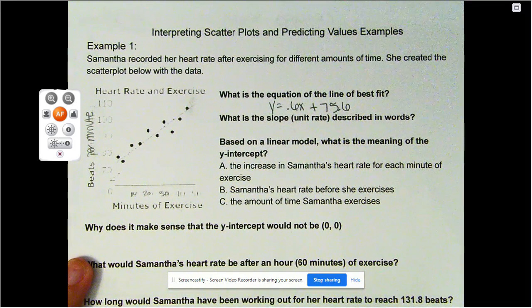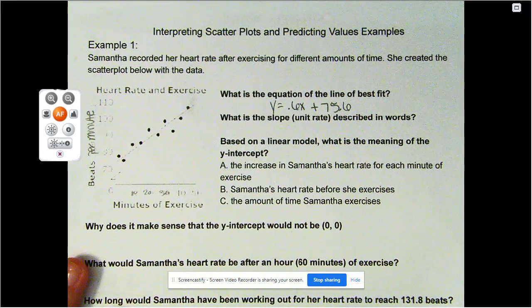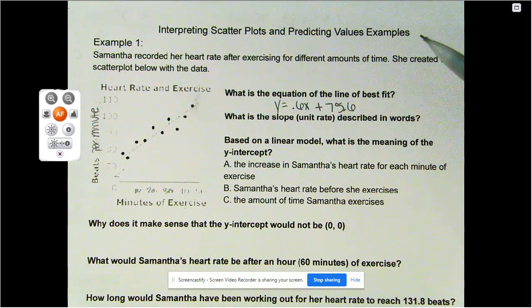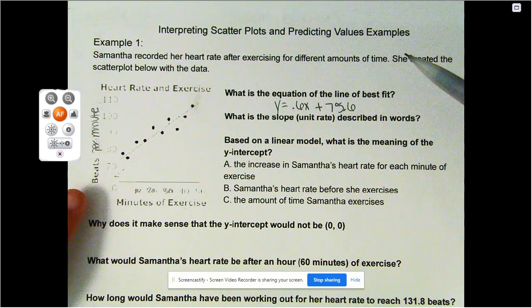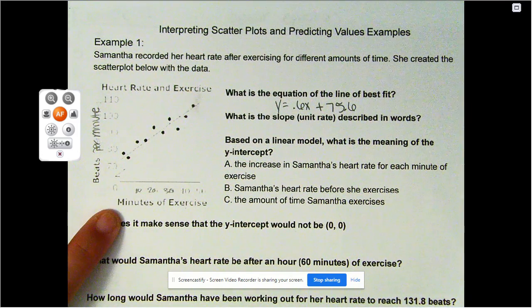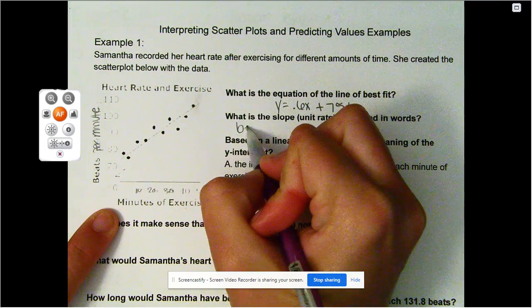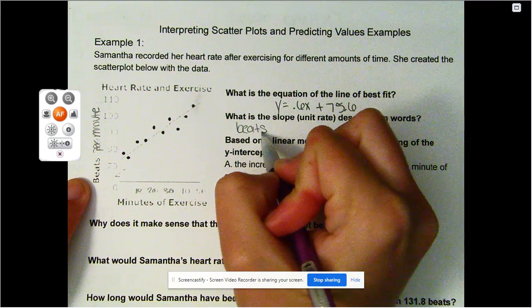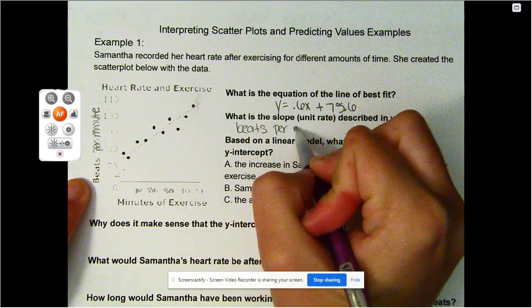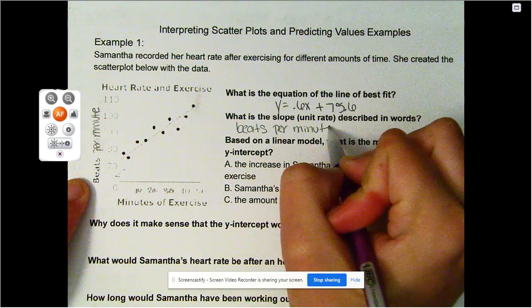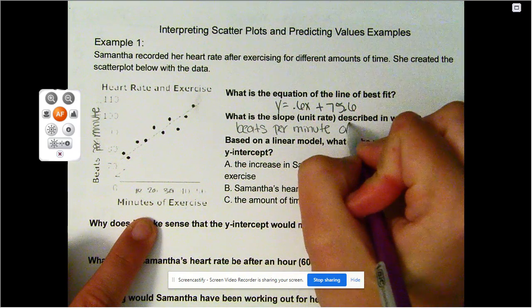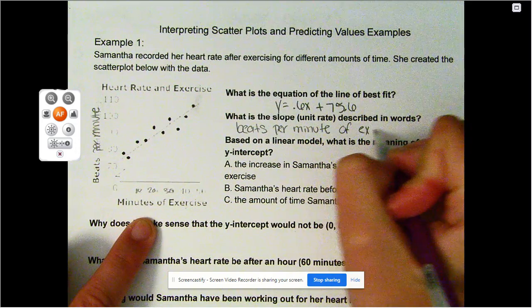The next type of question is discussing what my scatter plot is actually talking about. What is the slope, or unit rate, described in words? Remember that slope is the change in y over the change in x. So we're going to look at our y-axis versus our x-axis. This one is talking about beats per minute of exercise. Beats per minute is on the y-axis, and then she's exercising.